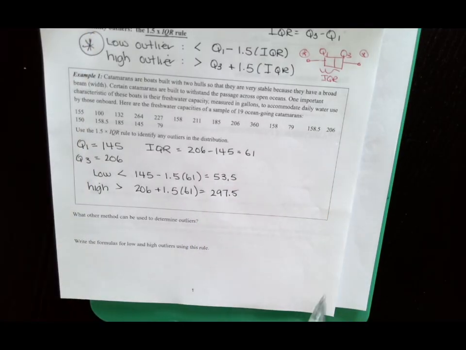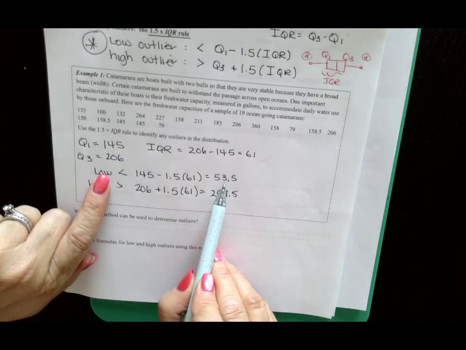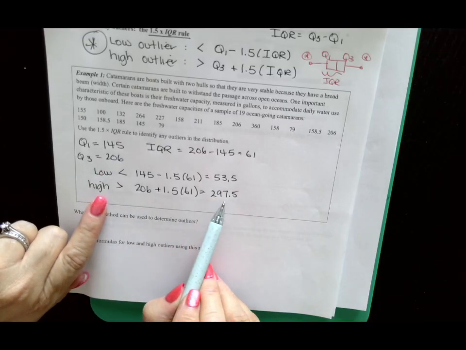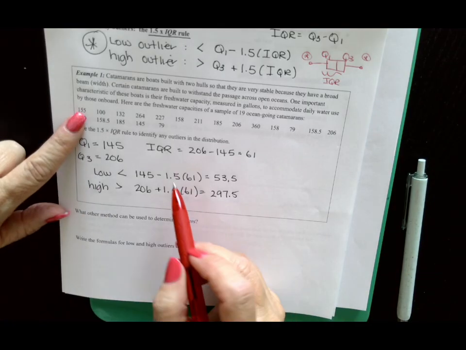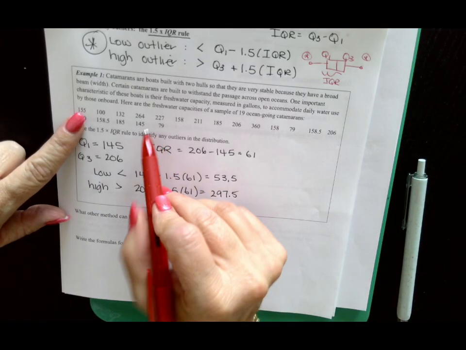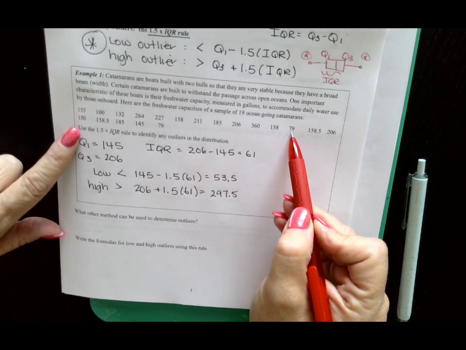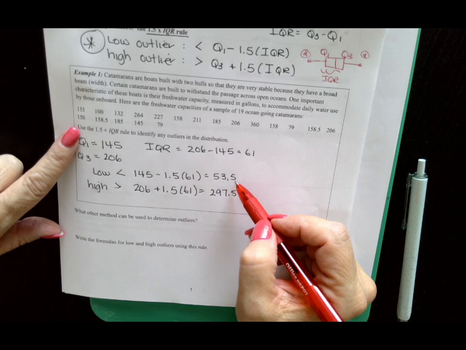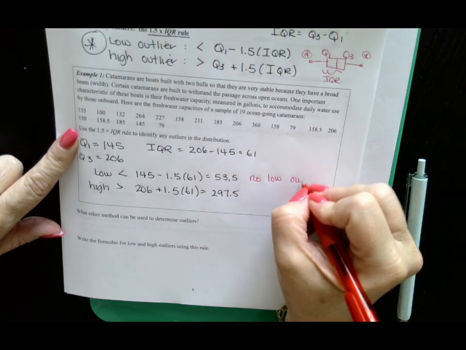All right, so here's what this is telling me. Anything that is less than 53.5 is going to be an outlier. Anything that's greater than 297.5 is going to be an outlier. So now we just go back up here and look at our data. If we look at our data, this is 79. That's our lowest number, which is greater than this. So we have no low outliers.